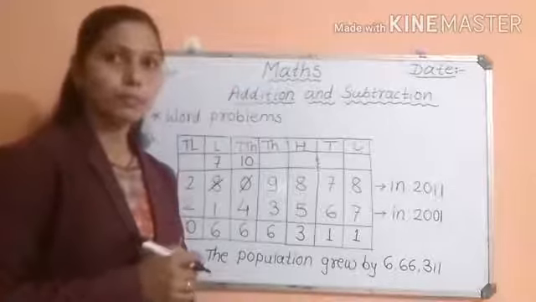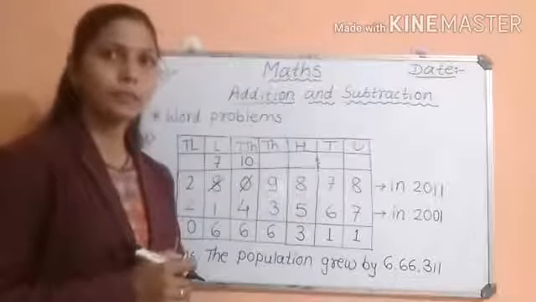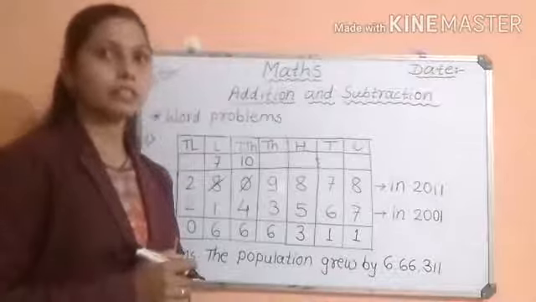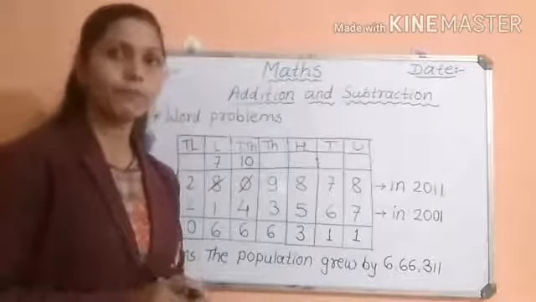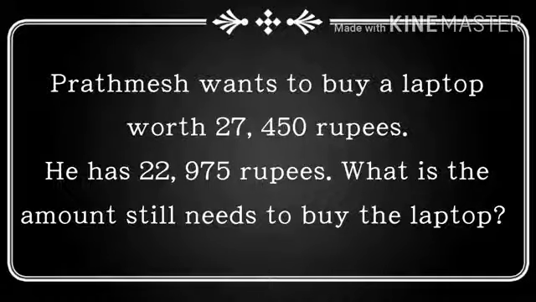Now, we will see the next word problem from your textbook, problem set number 12. From problem set number 12, you have to write the first word problem given in your textbook. Prathamesh wants to buy a laptop worth 27,450 rupees. He has 22,975 rupees. What is the amount he still needs to be able to buy the laptop?